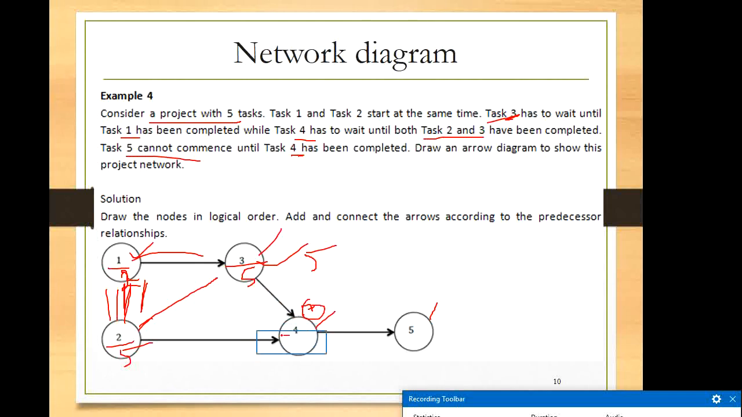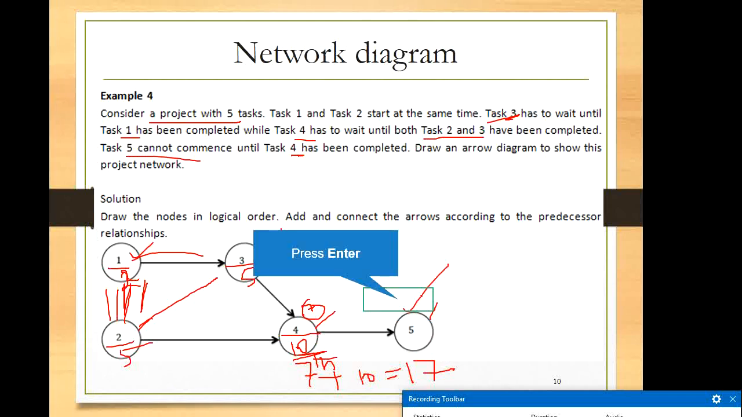Suppose activity 4 requires 10 days for example, right? If we start activity 1 and 2 today, how many days does it take? Activity 4 commences on the 7th day from now, right? So 7th day plus 10 days for activity 4. So after 17 days from now, activity 5 can commence. This is the arrangement of the sequence and understanding the duration.